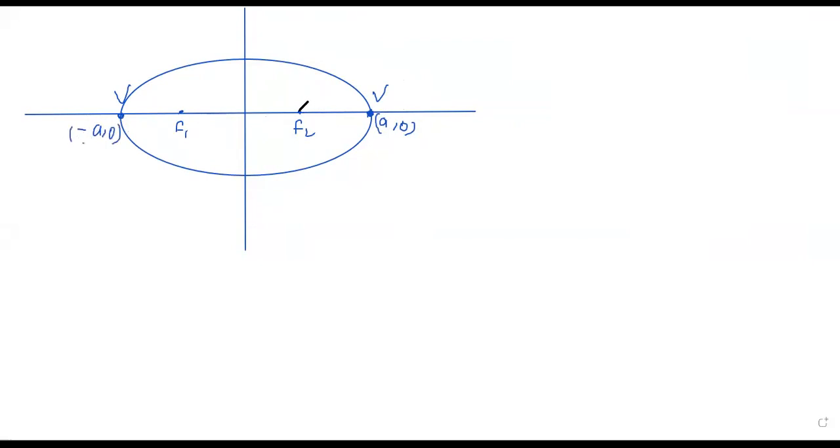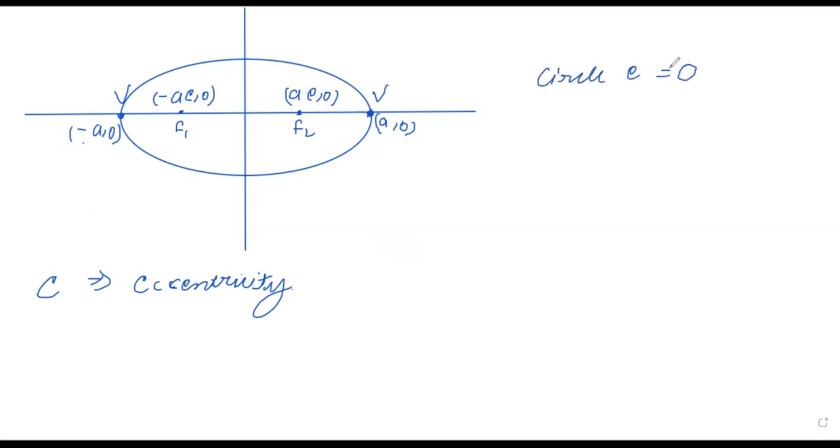Similarly, the foci of the ellipse are ae comma 0 and minus ae comma 0. Here e stands for the eccentricity of the ellipse. All figures have different eccentricity. The circle has eccentricity 0, and for the parabola, in an earlier lecture I taught you that PS was equal to PM, something like that.